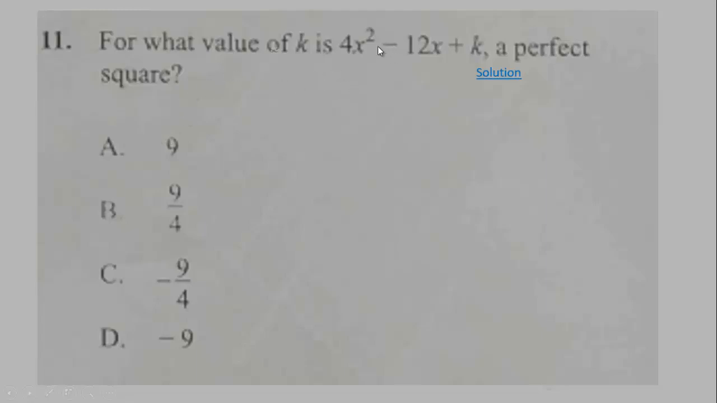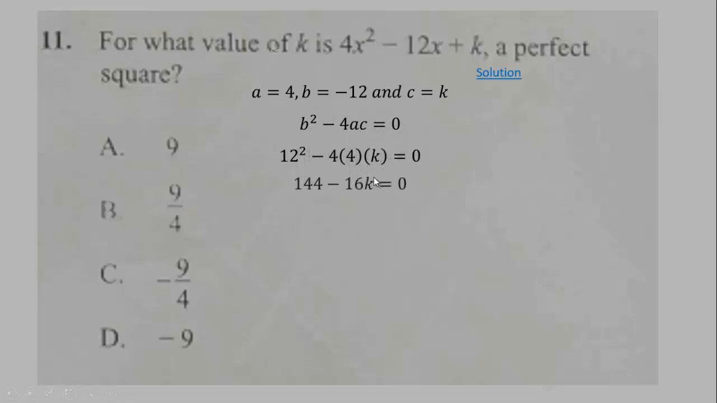So this is a quadratic expression, and a equals 4, b equals negative 12, and c equals k. So b squared minus 4ac equals 0 if this is a perfect square. So we substitute the a, b, and c. 12 squared is 144, and this will give us minus 16k. We now solve for k to get 9.